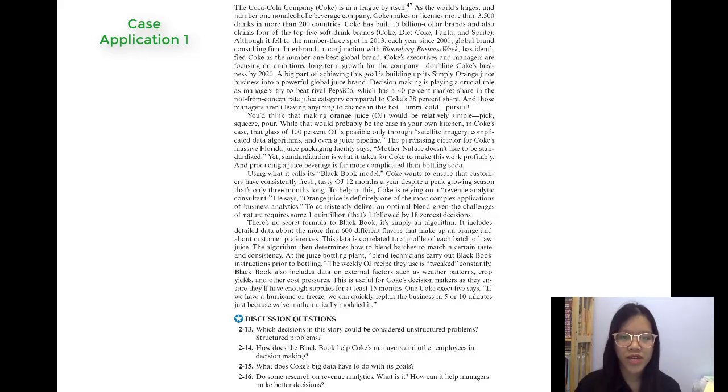Question number 3. According to the purchasing director for Coke's massive Florida juice packaging facility, the process of making orange juice requires some 1 quintillion decisions. The orange juice formula includes detailed data about more than 600 different flavors that make up an orange, and about customer preferences.